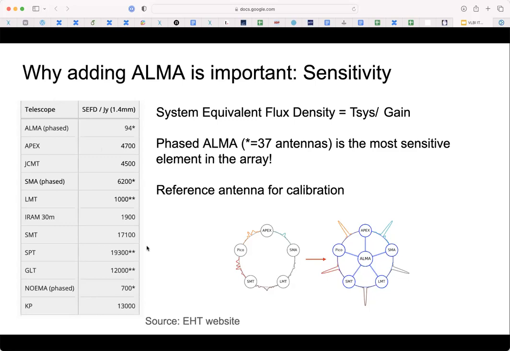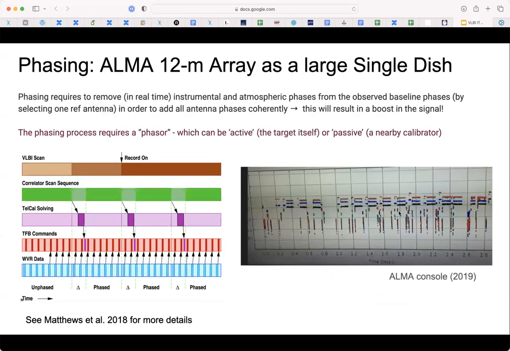So this, together with the large equivalent dish, makes ALMA very sensitive to very faint signal, which is good for observing and imaging, but it's also good for calibration. And it's also good for correlation. So when all the signals here on the right are correlated, they're all cross-correlated for fringe search to ALMA first, and then they're cross-correlated among each other. So ALMA is very key, as a full member of the EHT and the GMVA array.